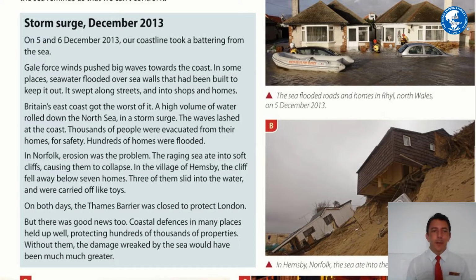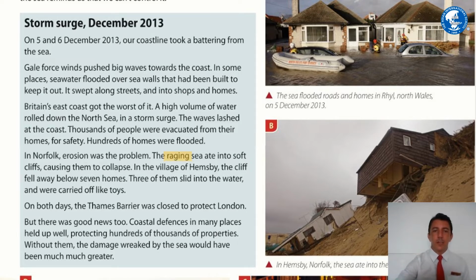Okay, continuing. In Norfolk, erosion was the problem. The raging sea ate into soft cliffs, causing them to collapse. In the village of Hemsby, the cliff fell away below 7 homes. 3 of them slid into the water and were carried off like toys. On both days, the River Thames barrier was closed to protect London. But there was good news too. Coastal defences in many places held up well, protecting hundreds of thousands of properties. Without them, the damage wreaked by the sea would have been much greater.